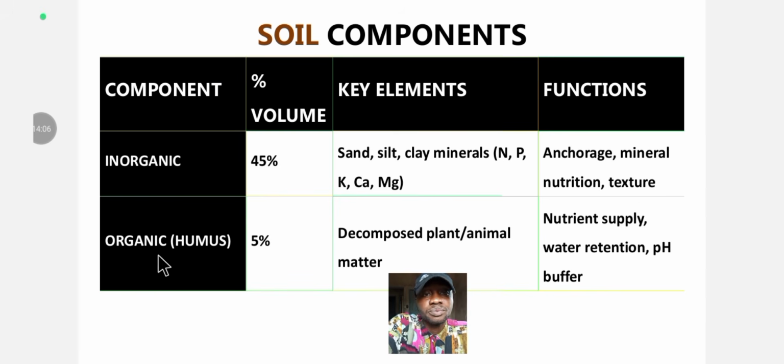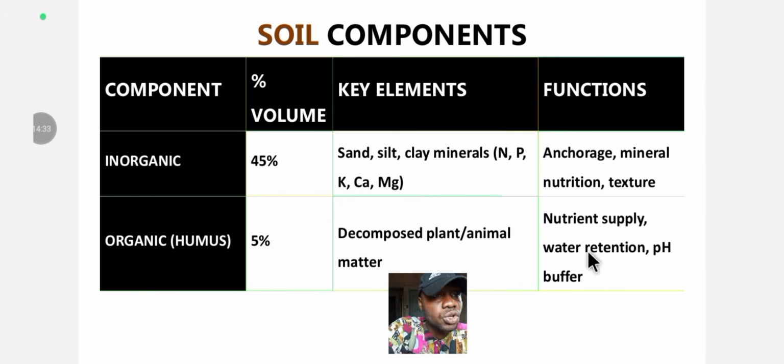The next one is the organic component of the soil, known as humus. That is the uppermost part of the soil. It makes up about 5% of the soil by mass. All right, and what are the key elements? Decomposed plant and animal matter. All these serve as manure. Okay, that's why humus is the richest part of the soil.